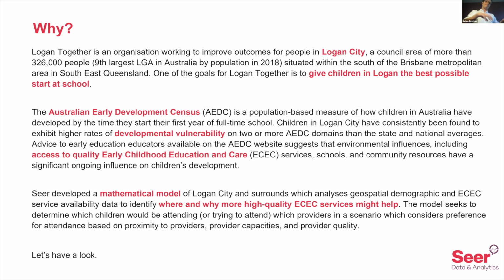child-minding services. So what we did was we worked with the Logan Together organization to develop a mathematical model of Logan City and surrounds, which is going to help to identify where and why more high-quality services might help. So what this model is going to do is look at where the services are throughout the region and where the populations are that will be seeking those services, say children aged 3.5 to 4. And that's going to look at where the balance of demand might be exceeding supply and so forth. So we can have a quick look at that model just now, actually.